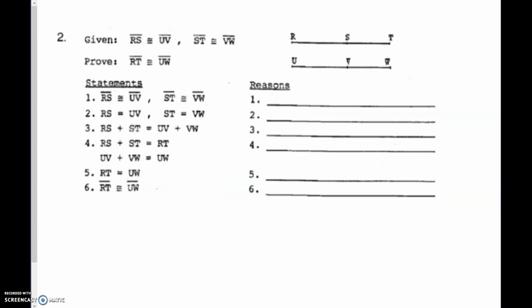All right, I think we have one last proof here to run through. So why are they telling us that RS is congruent to UV and ST is congruent to VW? Well, that is your given information. They just plain and simply tell you that. Now, what do they do from step 1 to step 2?